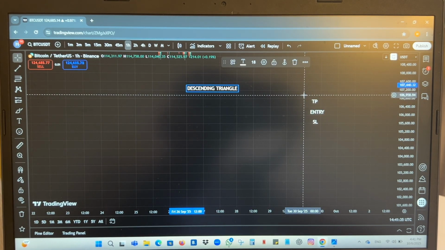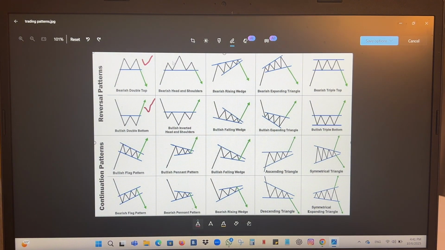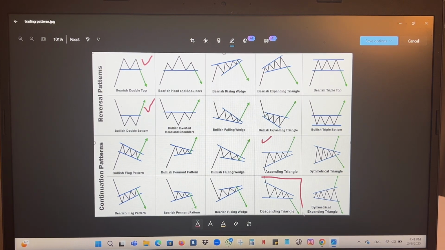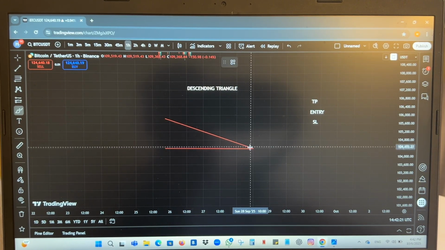So right now we're going to talk about the descending triangle. Let me mark the chart pattern. So basically we did talk about this, ascending triangles done, and now we are going to talk about this descending triangle. So these are the two trend lines I'm going to talk about.